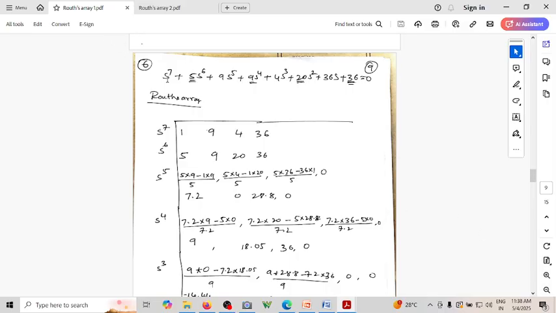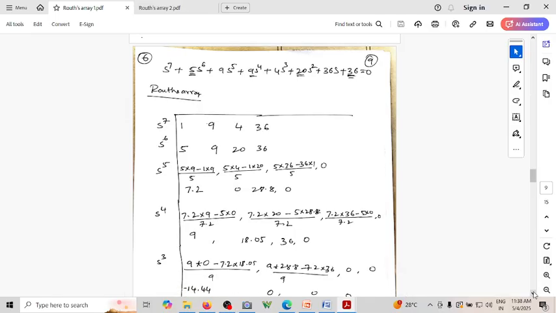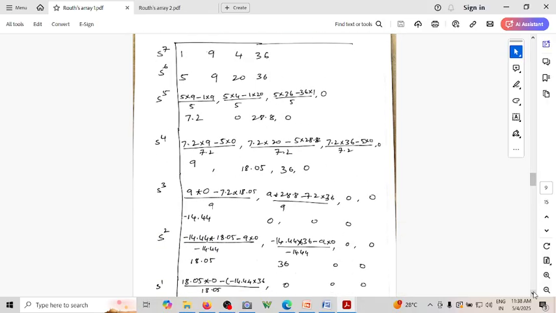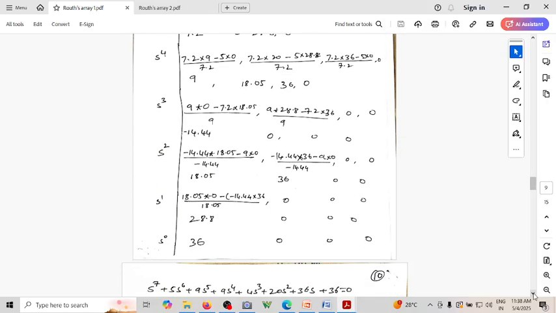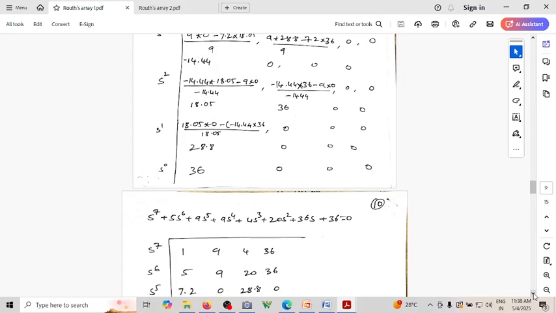It's a seventh order system. You are writing again the Routh's array, completing that Routh's array by using those equations. Let me see how it looks. This is finally how it looks.